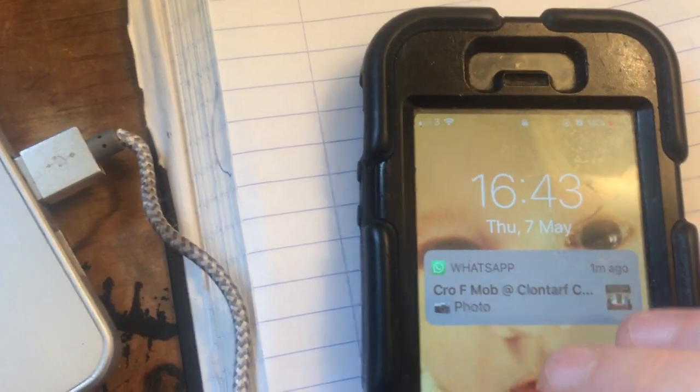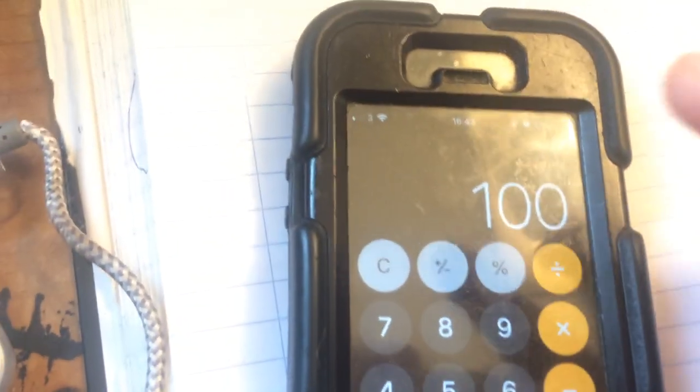37.5% of 72. So let's do this now. Oh, my phone's gone dead again. Hold on. Let me just get my number into it. Here we go. We're at our calculator again.